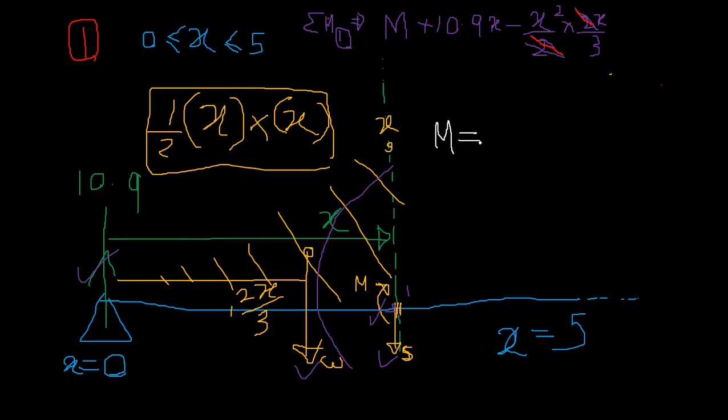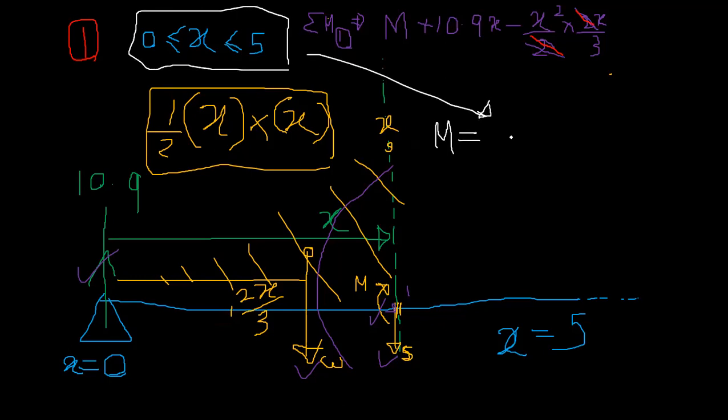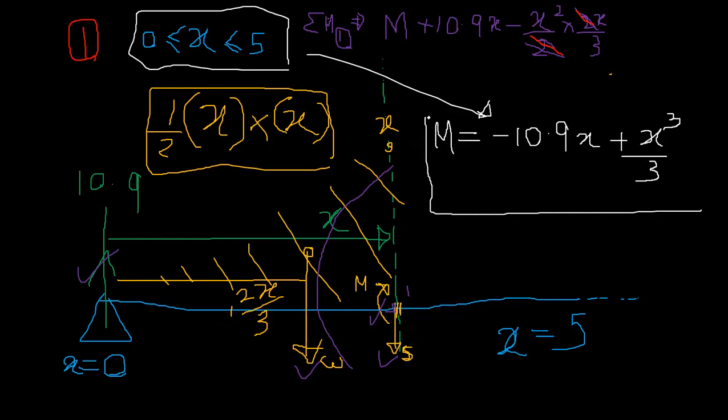M is equal to minus 10.9x plus x squared over 3, right? This is the idealized bending behavior, the bending moment equation for the first part, right?